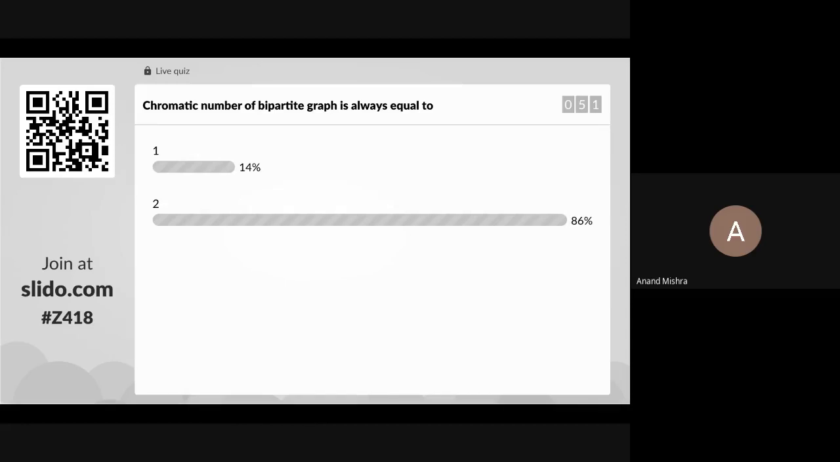Okay, so at least this time 86% are correct, but 14% are still making a mistake. If you remember the bipartite graph, it has two sets, and there are connections only between sets. Within sets, there are no connections. So you can color one set red and the other set green and you are done. You just need two colors, and you actually need two colors. One color you cannot.